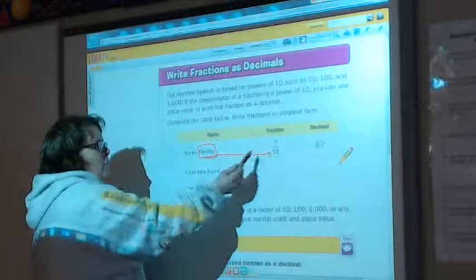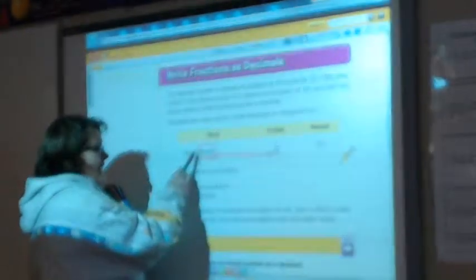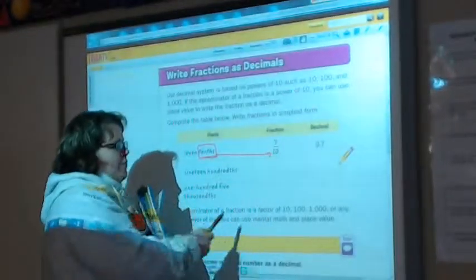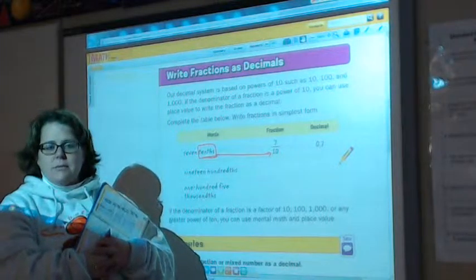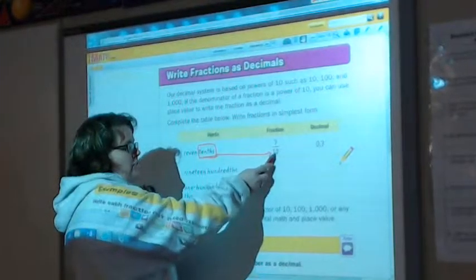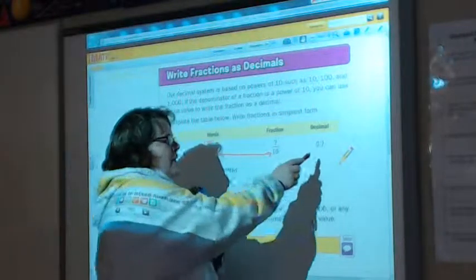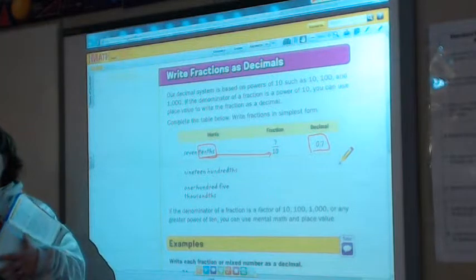So tenths means your denominator is going to be a 10. That 7 then tells you what your numerator would be. Then you look at this fraction and say, okay, what is that going to be as a decimal? Because if you close your eyes and say 7/10, that is also the decimal 7 tenths, or 0.7.